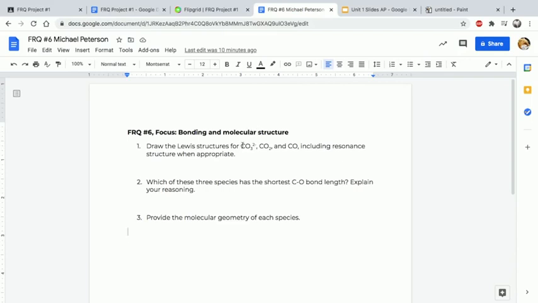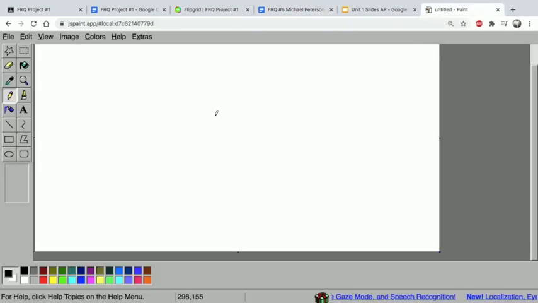Draw the Lewis structures for CO3, CO2, and CO, including resonance structures when appropriate. So to start off, let's put C in the middle, and this is CO3. So we know I'll have to attach to 3 oxygen molecules.